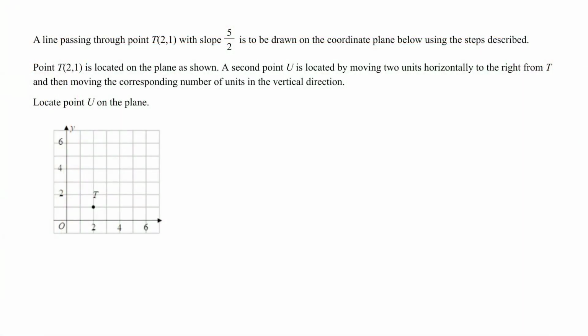Let's have a look at this question. We are looking for point u, which is based on the line with a slope of 5 over 2. We know that a slope is the change in y over the change in x. Therefore, we will move from the start point t 2 steps to the right and 5 steps upwards, since the slope is positive. Look at the graph.